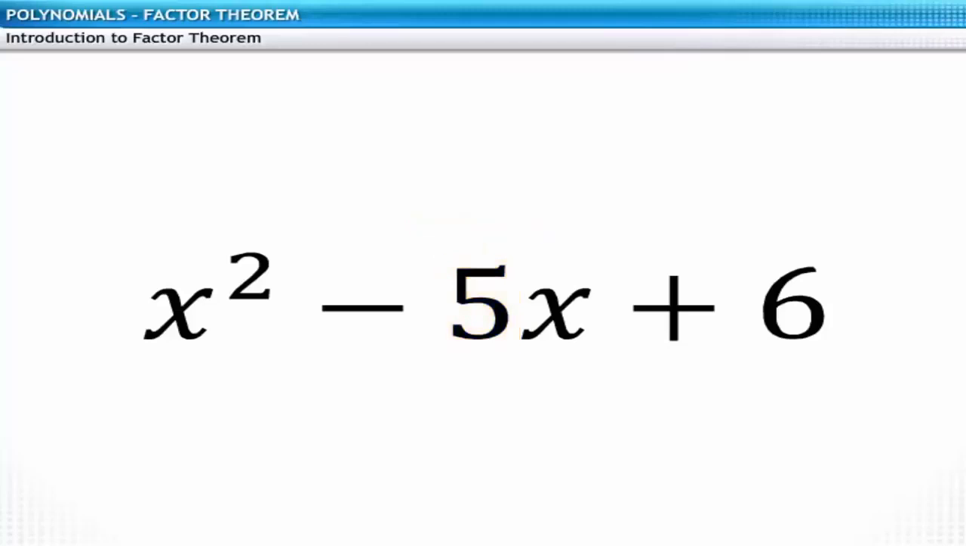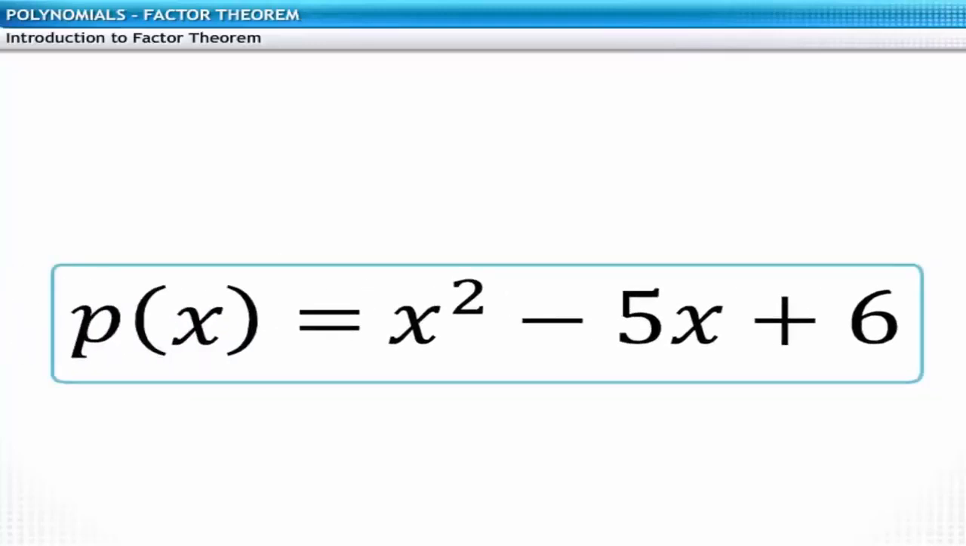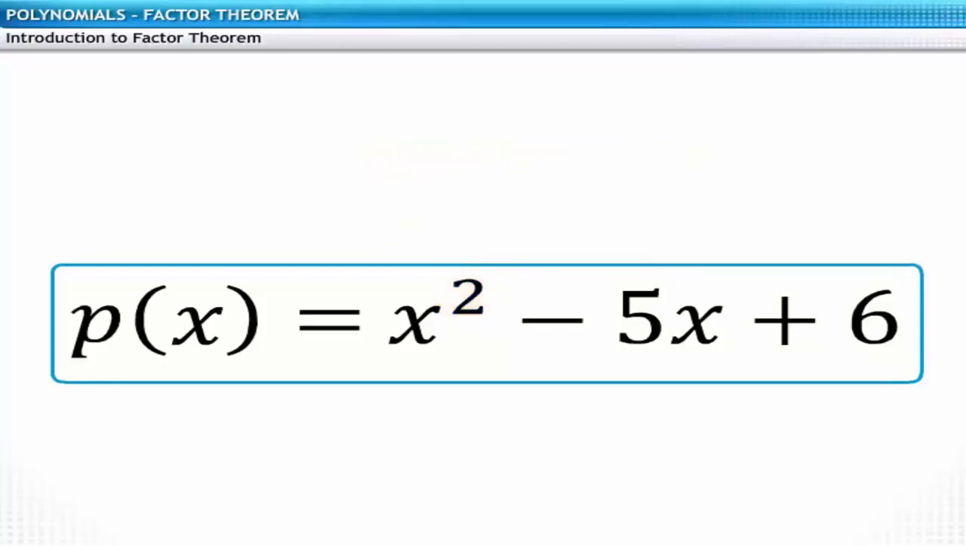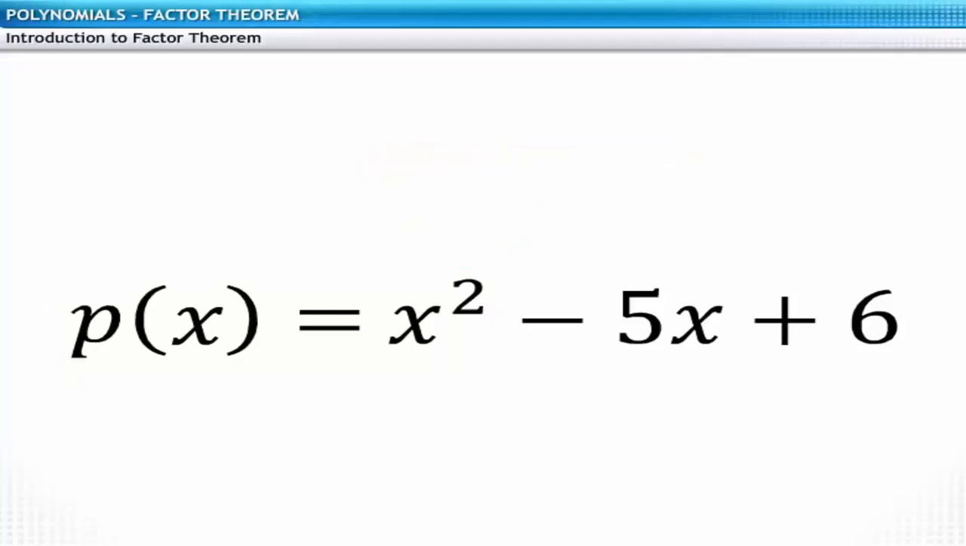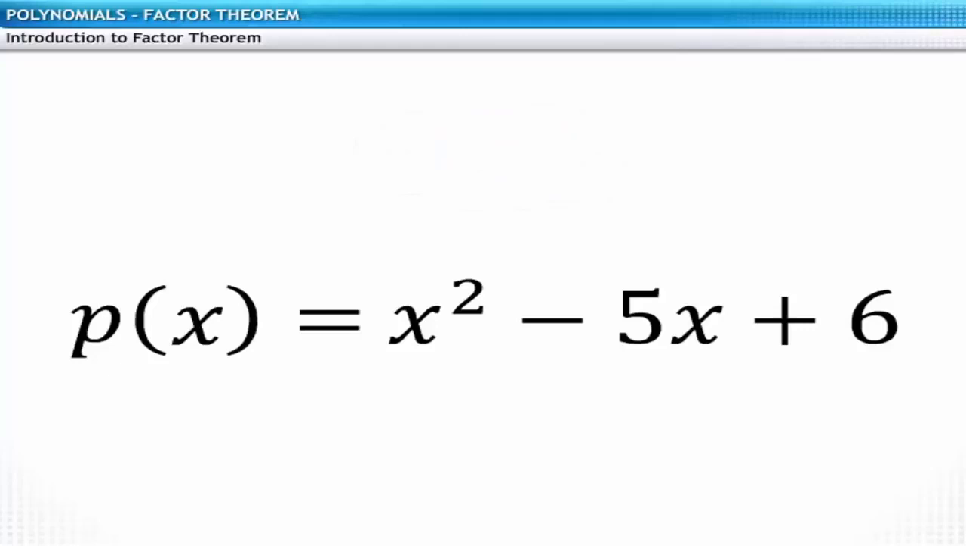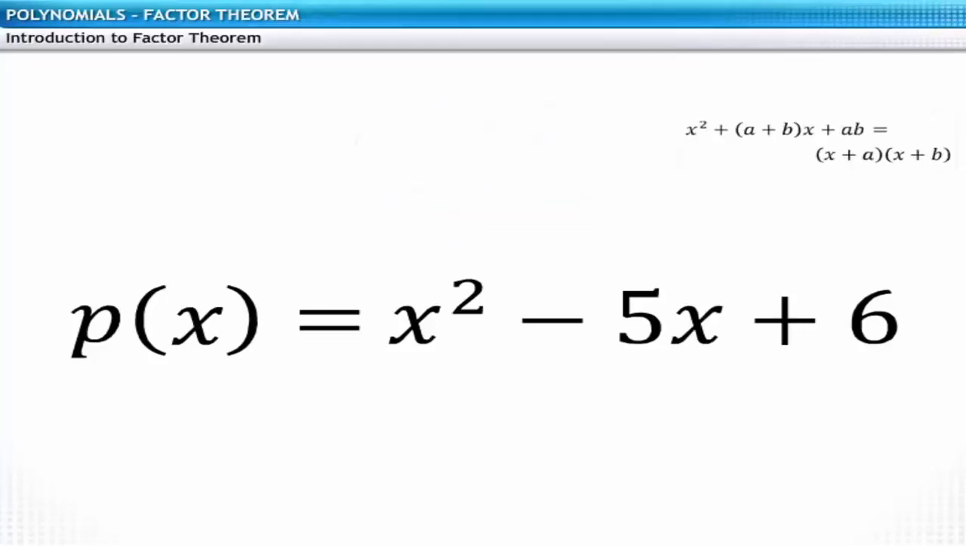Hence, it can be represented as P of x, which is the general form of representing polynomials. In this polynomial, the highest degree of x is 2. Thus, this is a quadratic polynomial. Now, let's factorize this polynomial. Here, we will write the polynomial in the form of this algebraic identity.